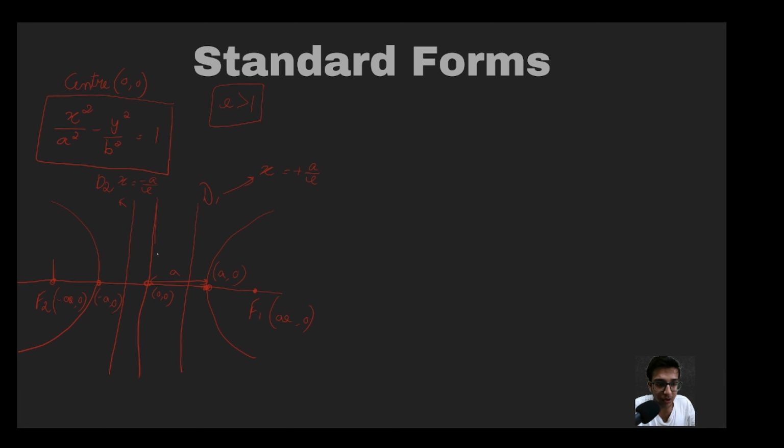And this is how we represent it. This is known as our conjugate axis. This is our transverse axis. This is our conjugate axis.